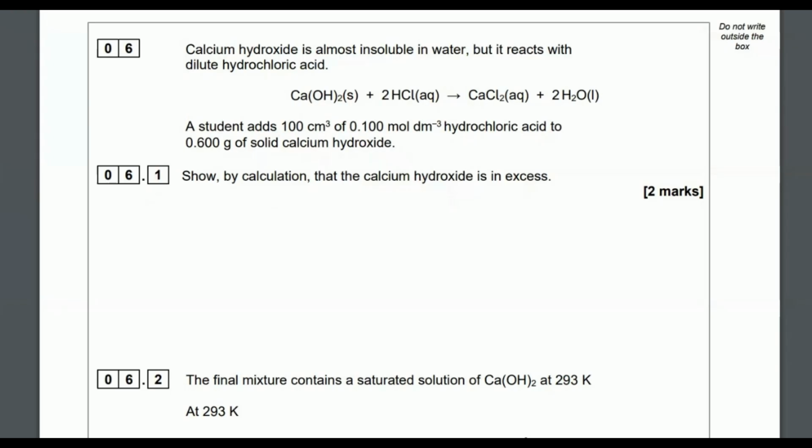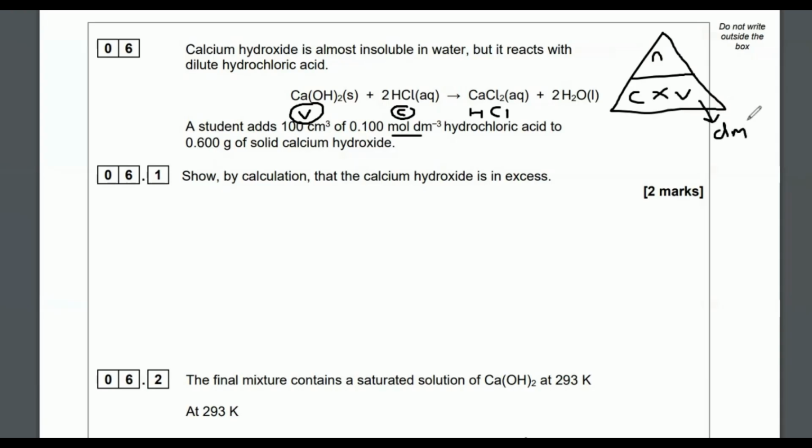So straight away, as I'm working through the exam, I think: what is 100 centimeter cubed? That's a volume. What is 0.1 mole per decimeter cubed? That's a concentration, of HCl. So immediately I'm thinking I'm going to get a mark for this calculation, C times V. Don't forget that volume is in decimeters. Chemists, we don't like to use centimeter cubed. So we want to do C times V equals n and work out our moles of hydrochloric acid.